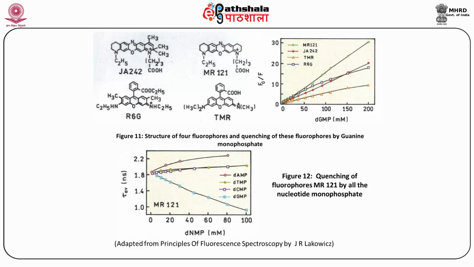Among the 4 probes studied, MR121 has been reported to be most sensitive to quenching by guanine monophosphate. In the testing of all the nucleotide monophosphates, guanine monophosphate against MR121 has been found to be the most efficient one.